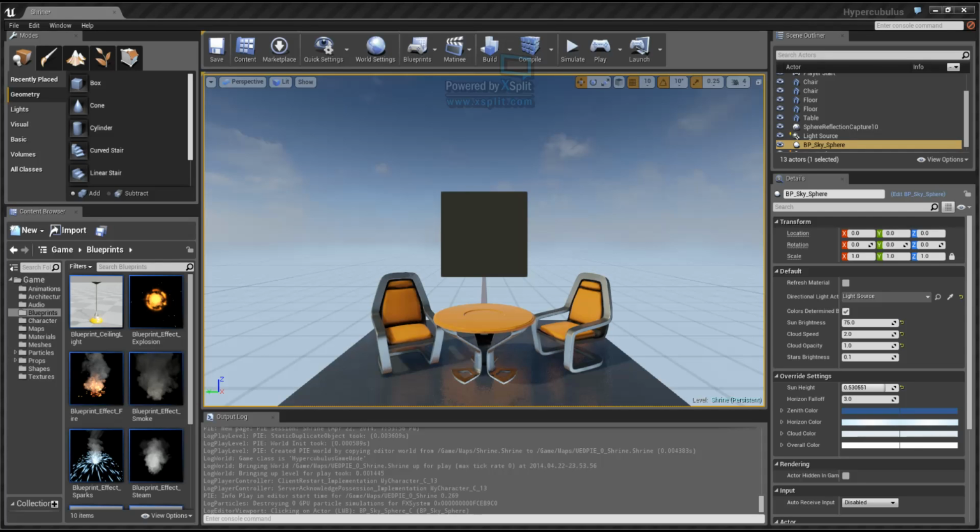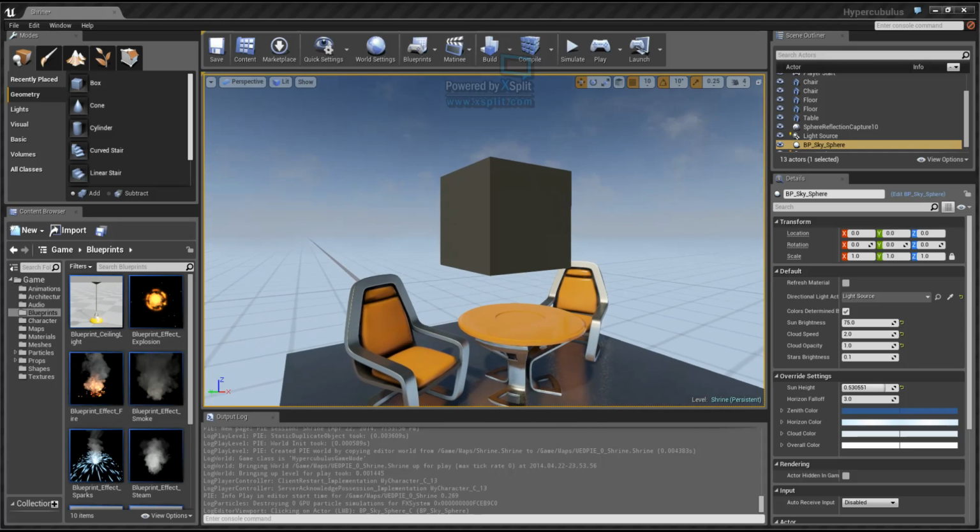Hi, this is a brief walkthrough of a personal project of mine called Hypercubulus. It's a work-in-progress Hypercube simulator for Unreal Engine 4 and the Oculus Rift. So I'll briefly demonstrate what I have so far.